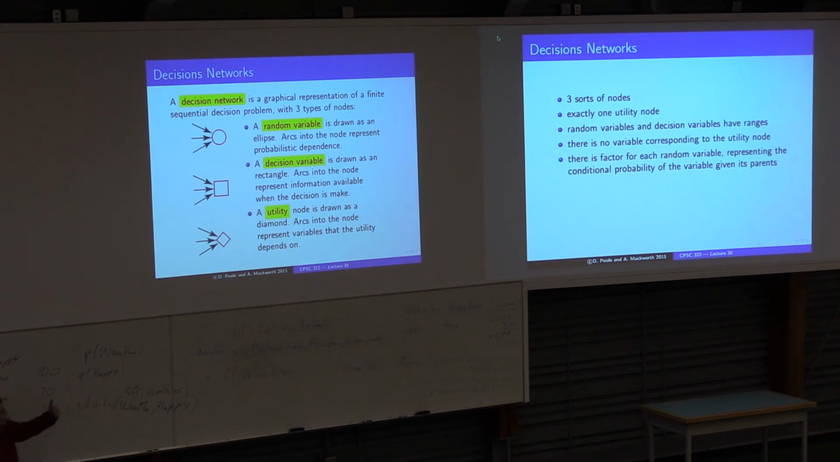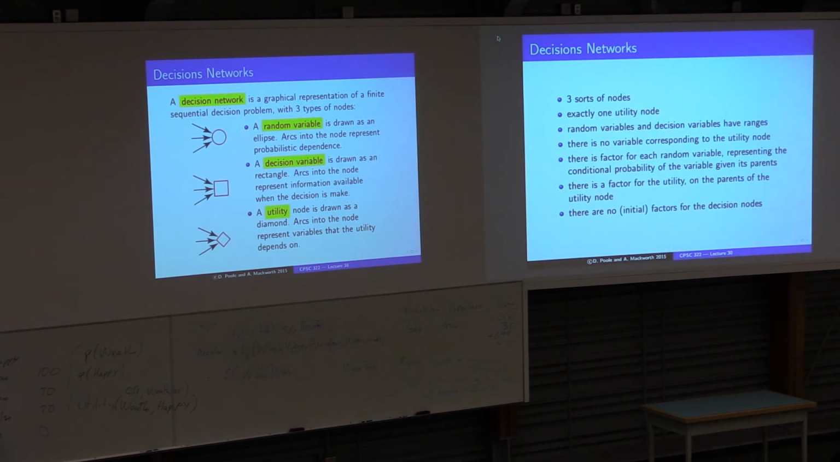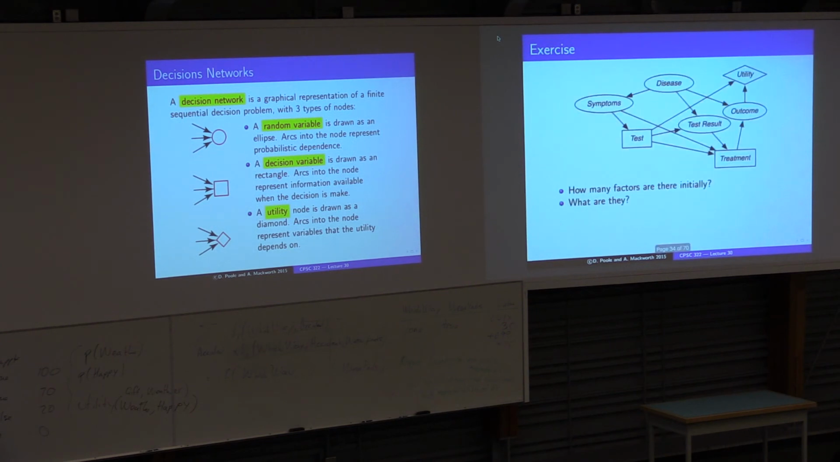There's a factor for each random variable representing the conditional probability of the variable given its parents. This is the same as we had in the belief network. There's a probability of each variable given its parents. And there's one factor on utility that's a function of the parents of the utility. So that's the same as we had before. There are no initial factors for the decision nodes. Okay, any questions about that? All right.